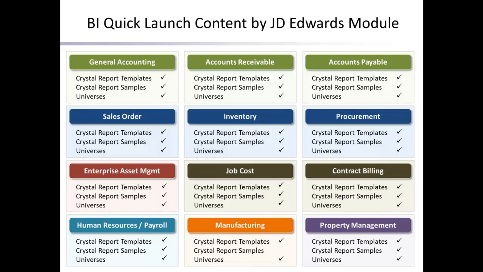So here's an example of some of the different modules: GL, AR, AP, sales order, inventory, procurement, enterprise asset management, job cost, contract billing, HR payroll, manufacturing, and property management. Those are the current modules that we do support. If you have others that are on your list, we'd be happy to give you an idea of what it might take to add those, or where they are in our development cycle as well.